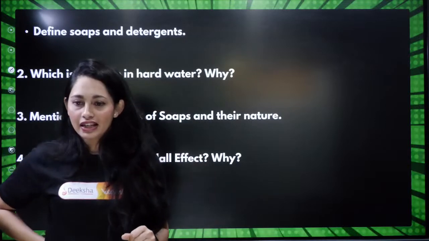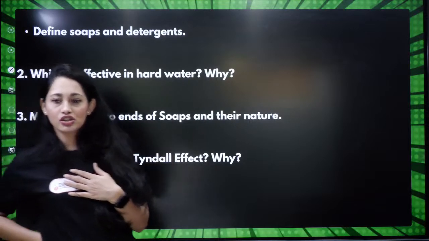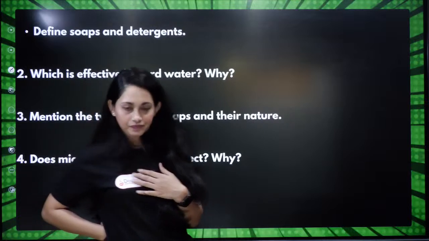IUPAC full form. Okay, Lalit asked the question. Junil gave the answer. Thank you, Junil. So, IUPAC, International Union of Pure and Applied Chemistry.